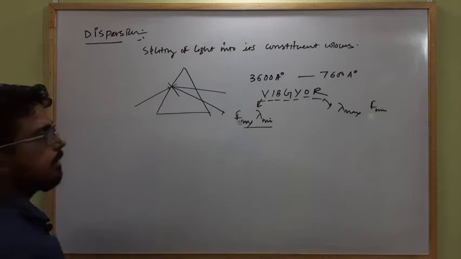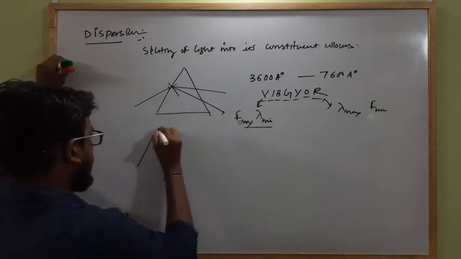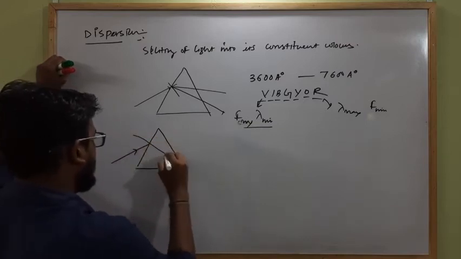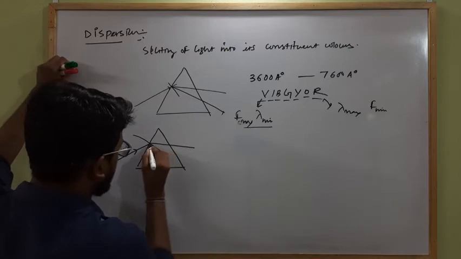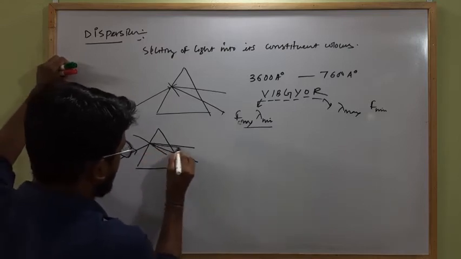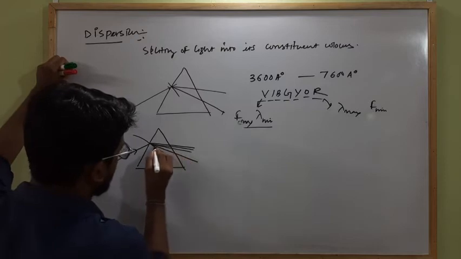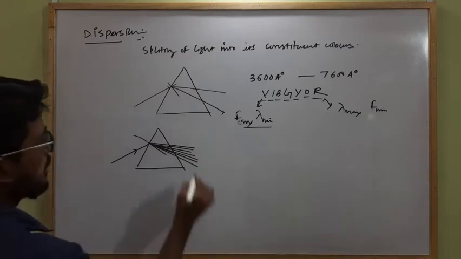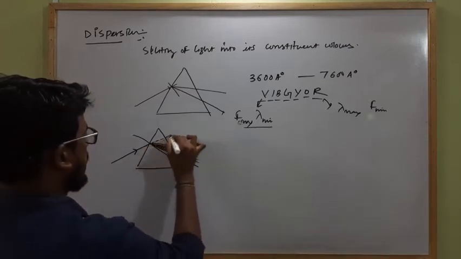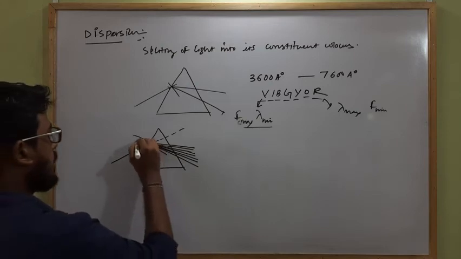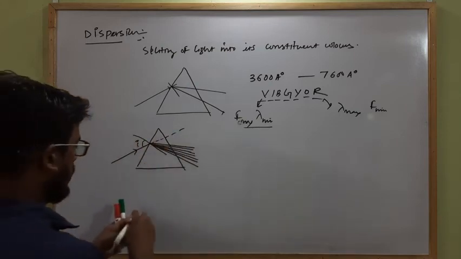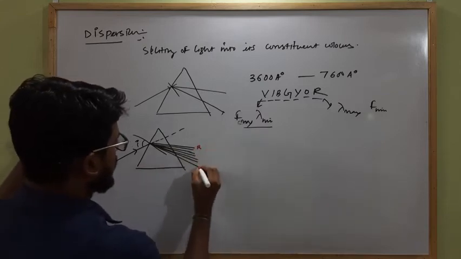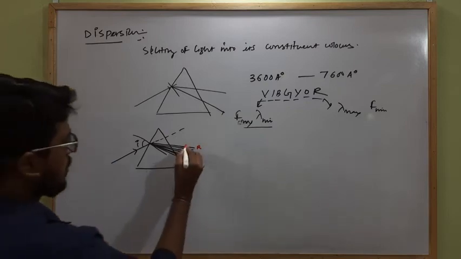Clear? Okay. So when a white ray is allowed to travel through a prism, it will split into different constituent colors. Like this. Okay, this is the original ray, this is angle I. It will split into different constituent colors. This will be the red one and this will be the violet one. Clear?